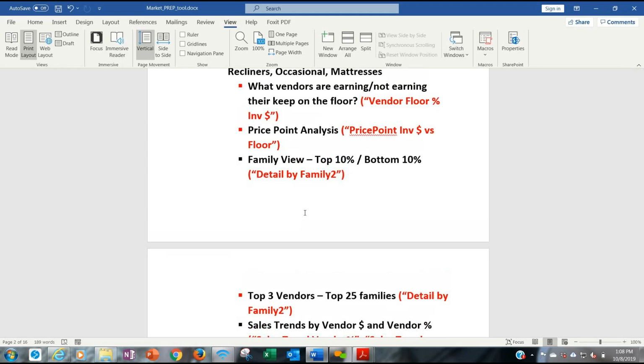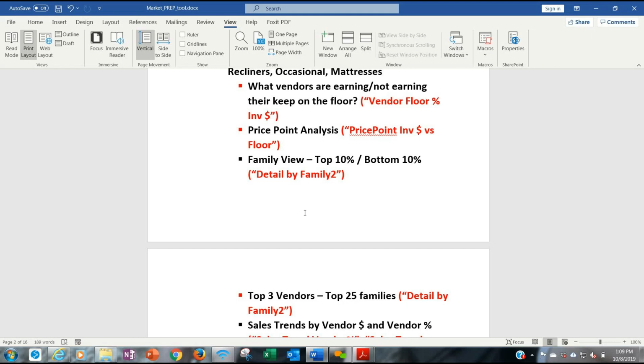So obviously the other thing that I didn't include here that you may want to include, I should say, is the open to buy overall view for the whole store. Really understanding, do you have an open to buy? Is that green or red? Really from an overall standpoint. So that's the only other thing that I would mention that you could possibly include in this market prep tool.